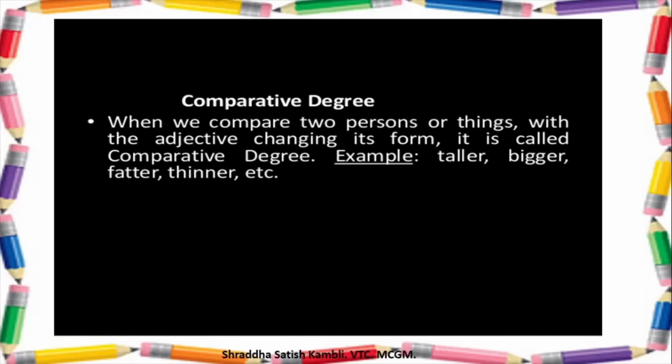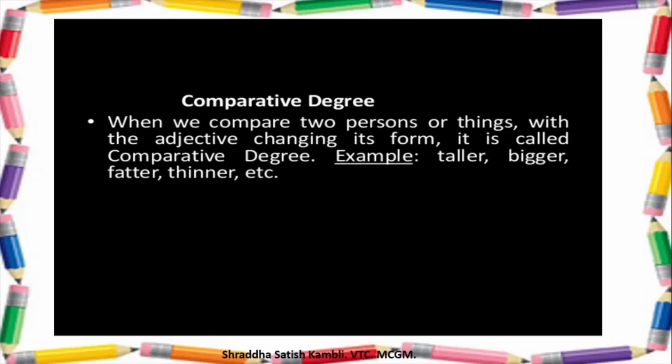Let us move on and talk about the comparative degree. To compare, you need 2 things or more than 2 things. You cannot compare with just one thing. So when we compare 2 persons or things, the adjective changes its form. When you compare, you use the adjective in a changed form. Then it is called the comparative degree. Look at the example. Taller, bigger, fatter, thinner, etc.